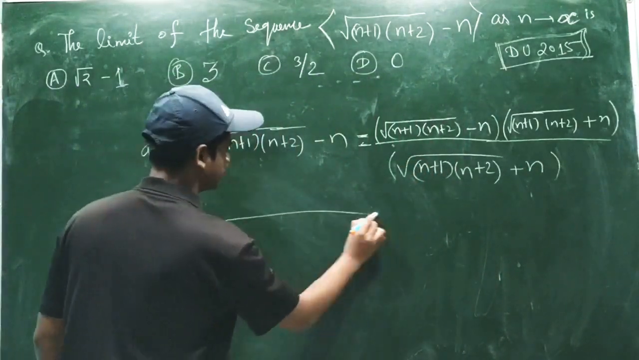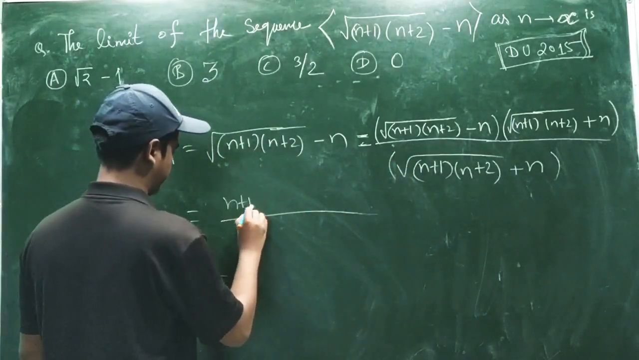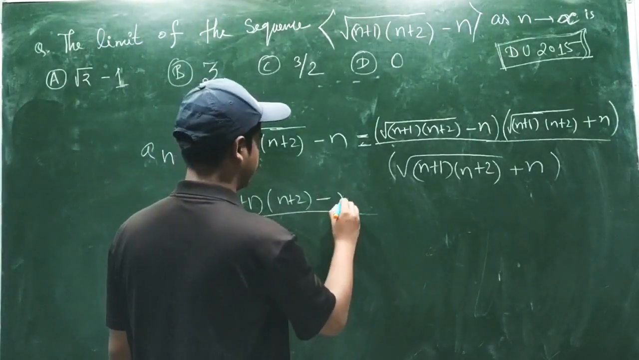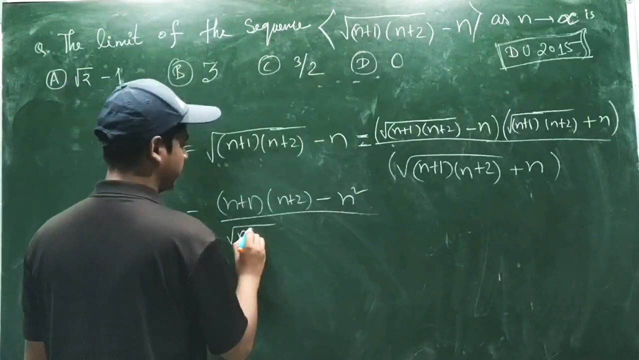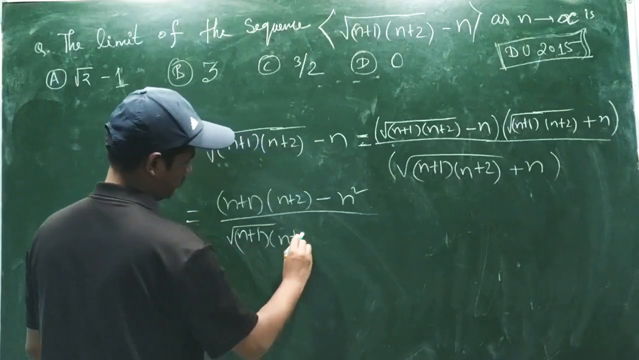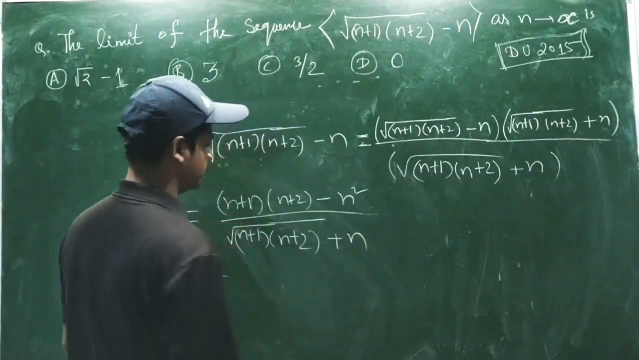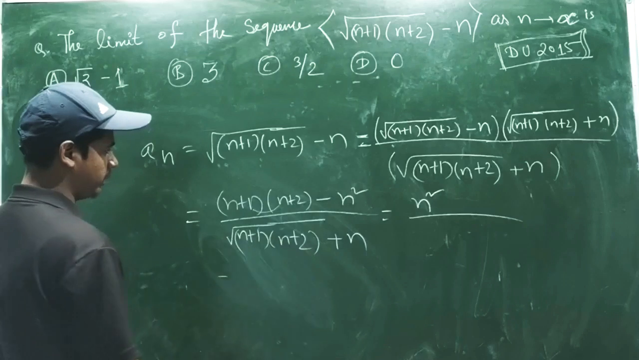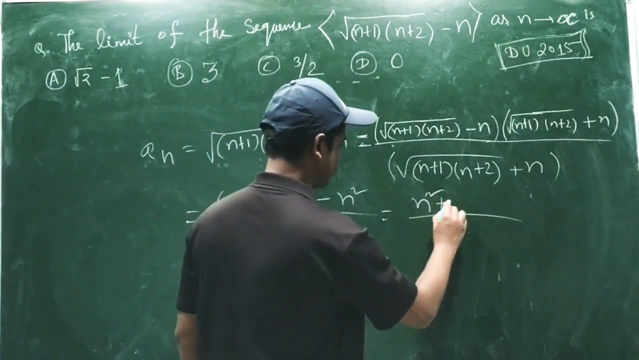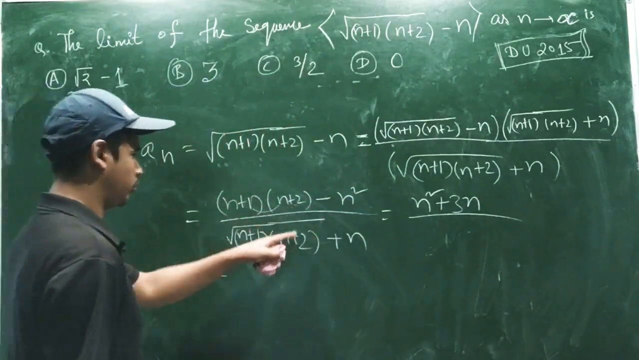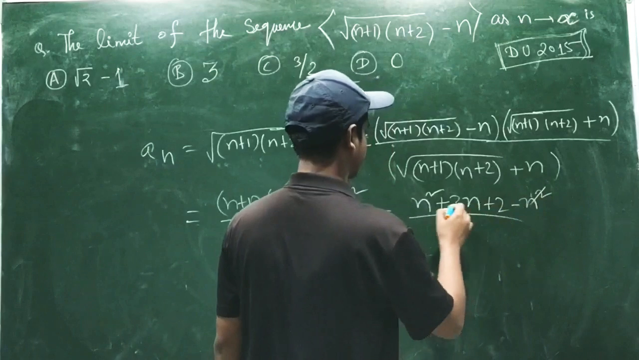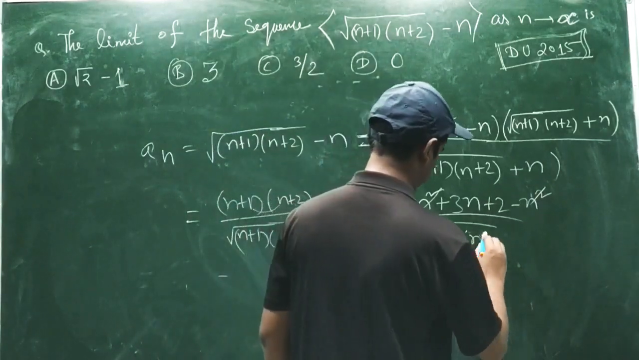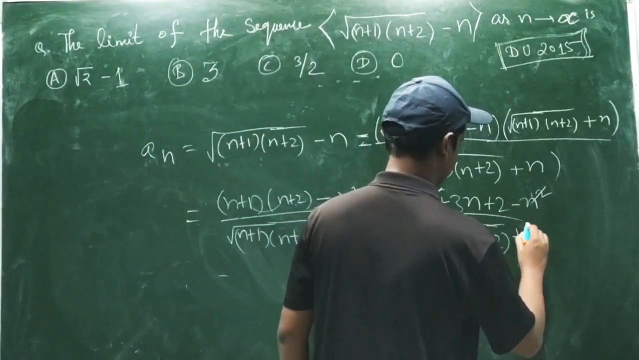So what is this? A square minus b square. So (n plus 1)(n plus 2) minus n square, divided by root over (n plus 1)(n plus 2) plus n. So it will be n square, 1 into n, 2 into n, twice n plus n, 3n, 1 into 2, 2, minus n square. So n square gets cancelled and remains as it is, 3n plus 2 over root over (n plus 1)(n plus 2) plus n.